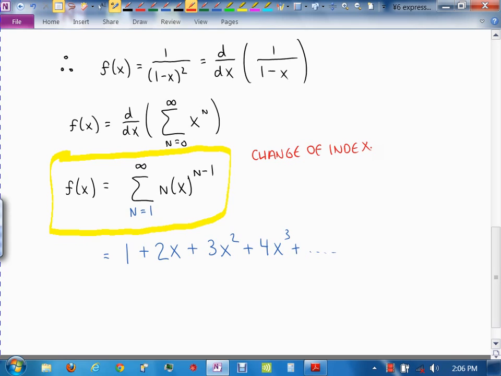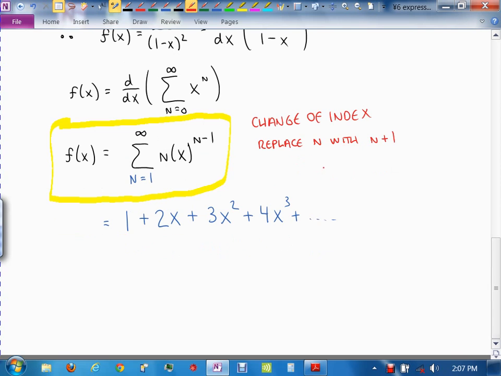But I'm going to change the index, and what's going to happen is a lot of times later we're going to want this x to the n minus 1 to be an x to the n. We're going to want it to not have an n minus 1 up there. So what I'm going to do is this change of index. I'm going to replace n with, let's do n plus 1.